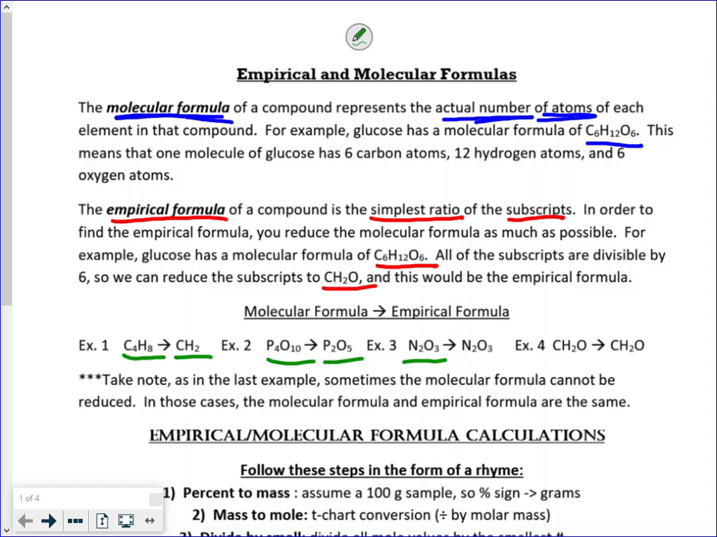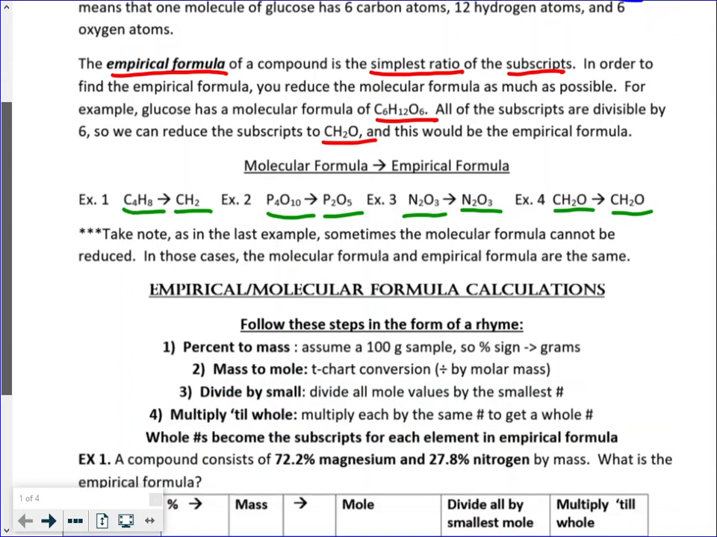However, what if we have something like N2O3? Is that reducible? No. So guess what? In this particular case, when it's not reducible, the empirical formula is the same as the molecular formula, and you can have that situation. Same thing here, CH2O, which is formaldehyde, an organic compound. It is not reducible, so it would also be the empirical formula as well.